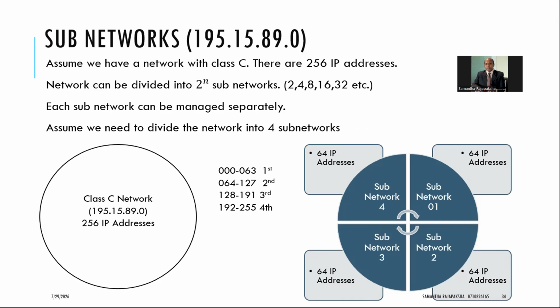So in that case, for the first subnetwork you can assign the IPs from 0 to 63. 0 to 63 means 64 IPs. In the next network, you can assign 64 to 127. Next one, you can assign 128 to 191. The last network, you can assign 192 to 255. So that way, you can assign the IP addresses for each subnetwork with an equal size of 64.